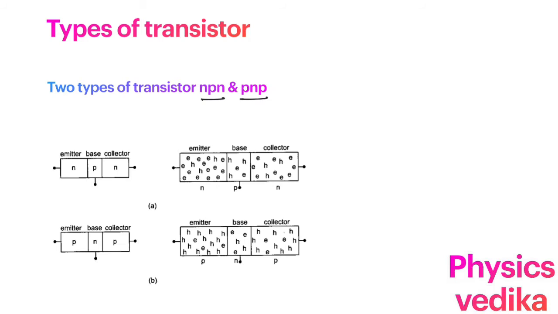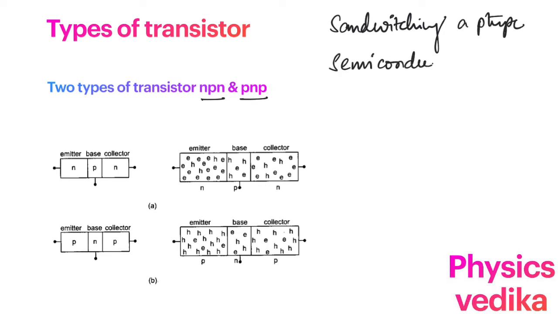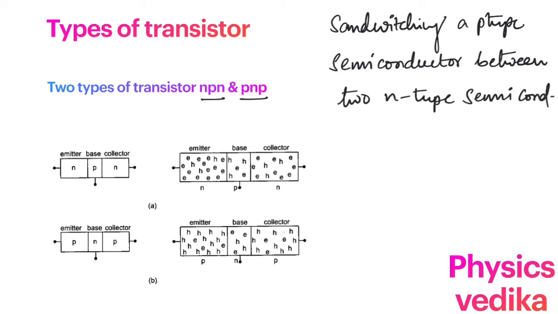right? Sandwiching a p-type semiconductor between two n-type semiconductors, right? We will get the NPN transistor. What is the PNP? PNP is also very simple. When we sandwich an N-type material between two P-type materials, we will get PNP transistor.